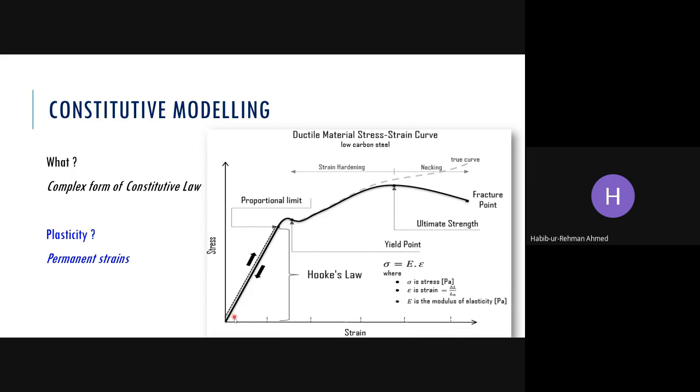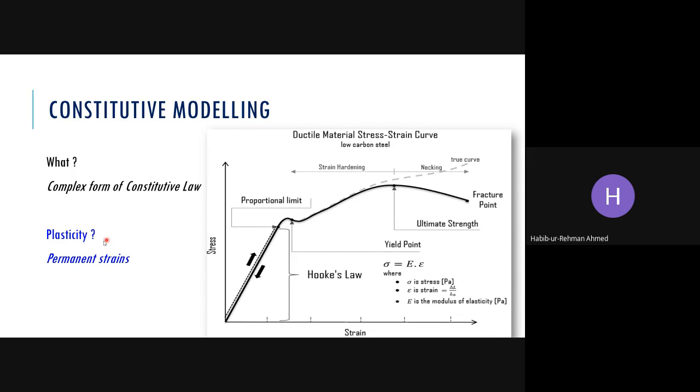This is the plot, and you can see here Hooke's law is applicable only up to this part of the material. How about the other part? If we have to model this part, and definitely it is required to model in many instances, it is required to model this part of the behavior, then it will become a very complex constitutive law.